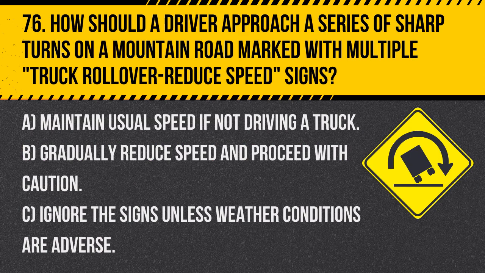Question 76. How should a driver approach a series of sharp turns on a mountain road marked with multiple truck rollover reduce speed signs? A. Maintain usual speed if not driving a truck. B. Gradually reduce speed and proceed with caution. C. Ignore the signs unless weather conditions are adverse.